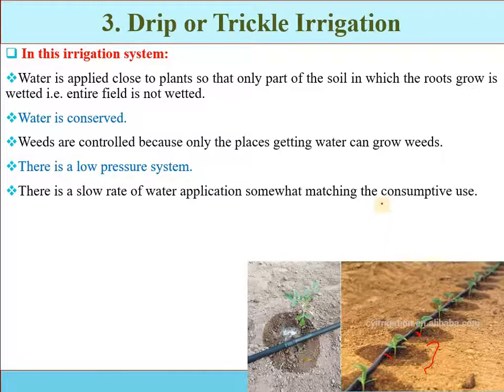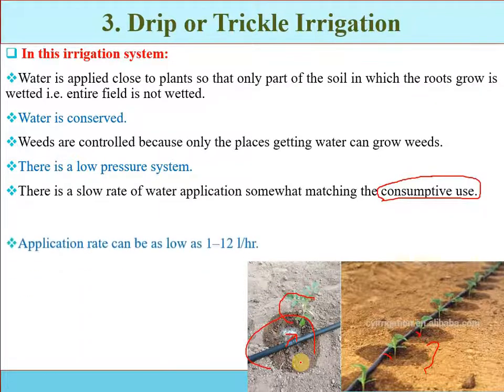Consumptive use is the utilization of the water by the plants in 24 hours. So however much water a plant is utilizing, that much water will be applied into the root zone. So the losses, the deep percolation, the runoff, the evaporation, all of the losses are reduced. The efficiency of this system is up to 95% because all types of losses are reduced.